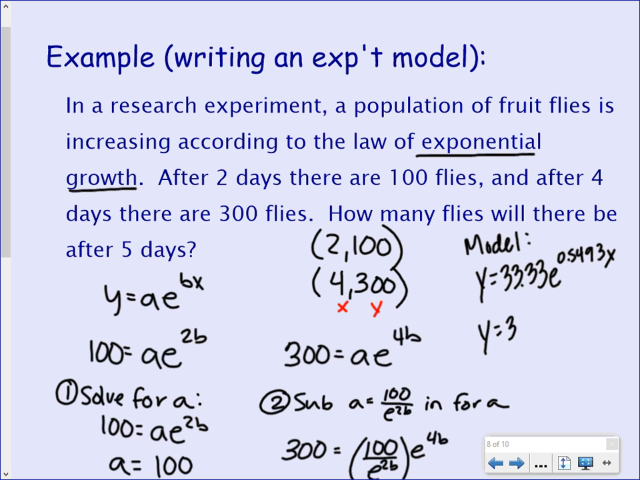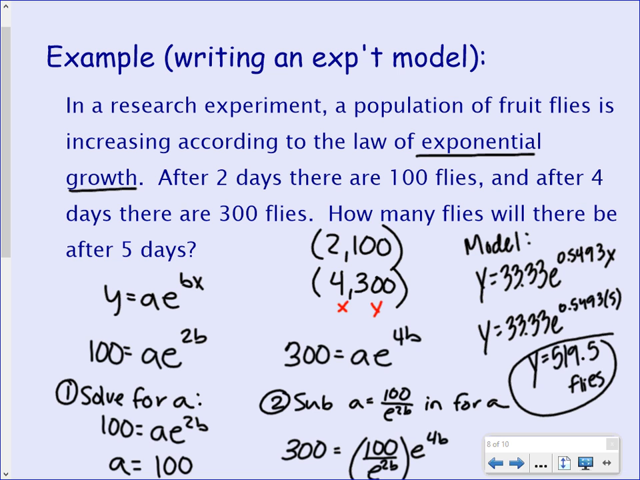Okay, y equals 33.33 e to the 0.5493 times 5. And I think I get something like 519.5 flies. If that bothers you, you could round to 519 flies. You don't have a whole fly. I'm okay with that, but it doesn't bother me to stay decimals. Other questions about that process? That's probably the most involved work that you'd have to do.